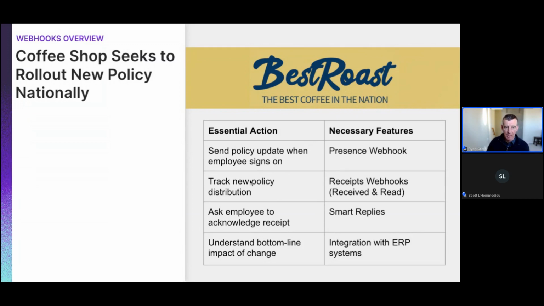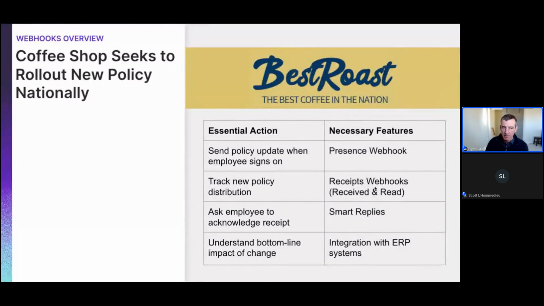They'd also like to be able to track the new policy distribution. So they want to know not only that they've sent the message, but also that 50% of employees have seen it, 85, 95, 99% of employees have seen this message. So they can do that with the Receipts webhook. And of course, they can go one step further and not only see that employees have received it, but also that they've read the message. So you can do that with both our read receipts and received receipts webhooks.